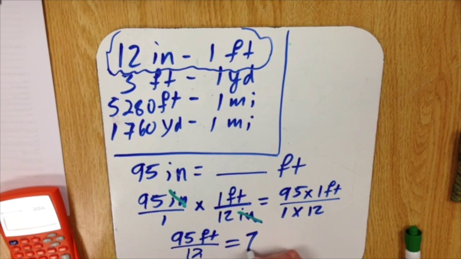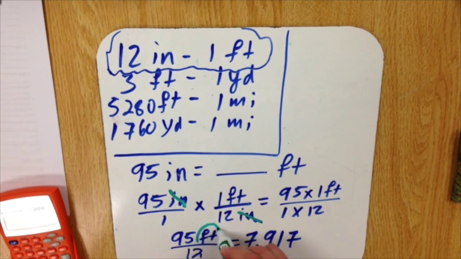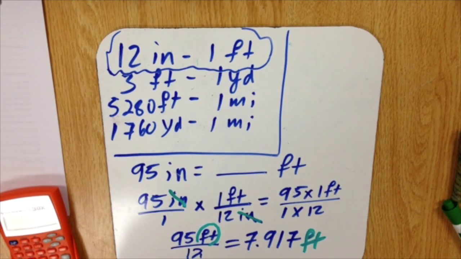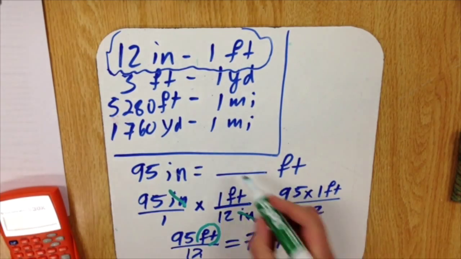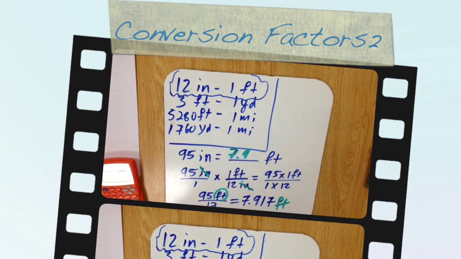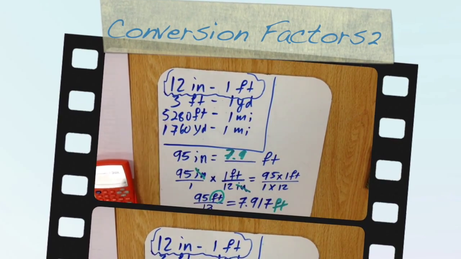I'm going to get 7.91666666 forever. So 7.91, and I'm just going to round that to a 7. Notice that my unit is feet right here, and that's going to continue and go right there. So my answer, generally I round it to 1 decimal point, so I would probably write that in with 1 decimal point as 7.9 feet. And that is how you use a basic conversion factor.